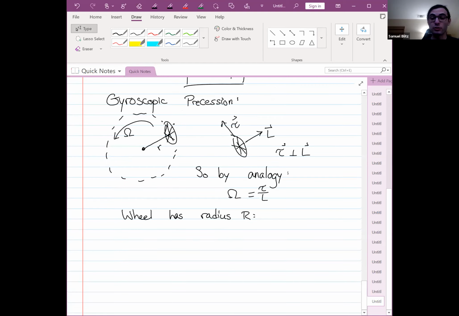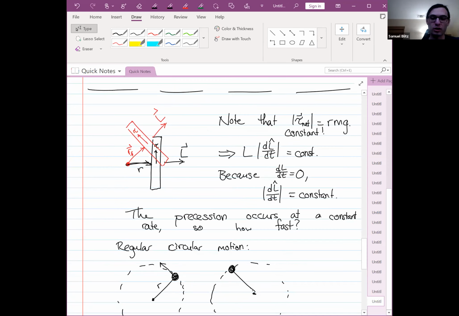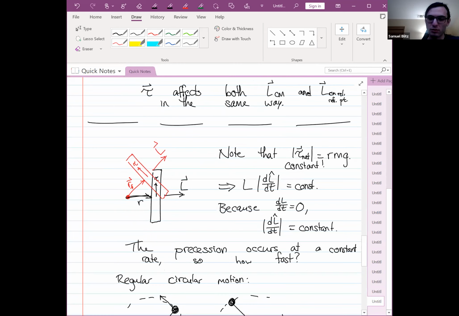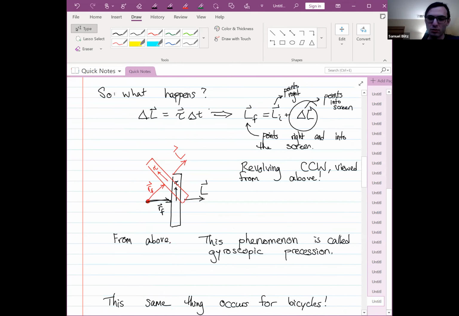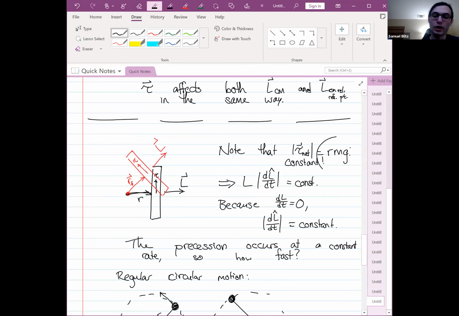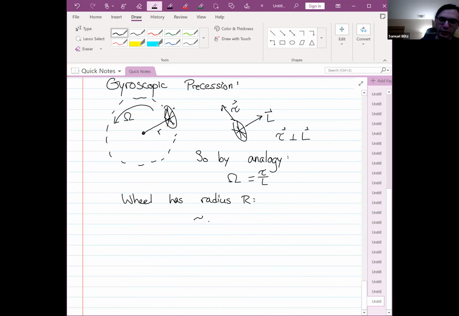So the torque, we've already established what the torque is. The torque is just mg times r, right? We did that up here. We did that somewhere. Where did we do that? Oh, it was nearby. Yeah, rmg. The torque is just rmg. So torque is rmg, and we know what L is.